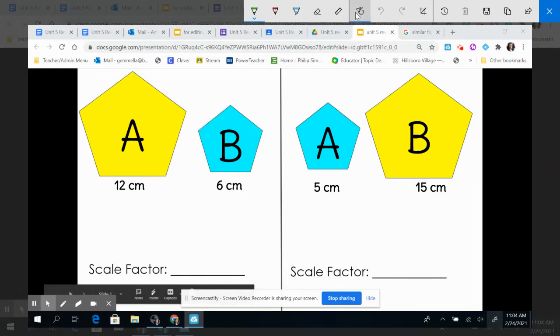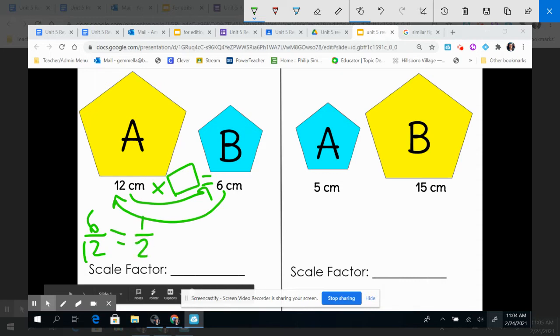Okay, so remember, essentially scale factor is when we want to know what we're multiplying by in order to go from the bigger shape to the smaller shape, or the original to the new. So for this, we're trying to figure out 12 times what equals 6. Well, I don't know what that is off the top of my head, so I can work backwards, and I can do 6 divided by 12. You could think of that like 6 over 12, which simplifies to 1/2. Or you could do 6 divided by 12, which would be 0.5.